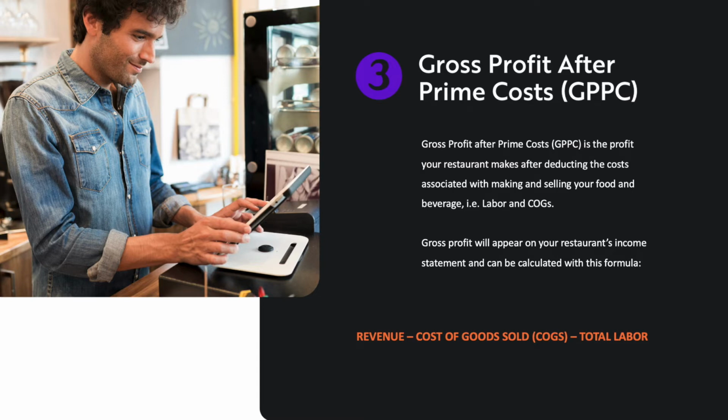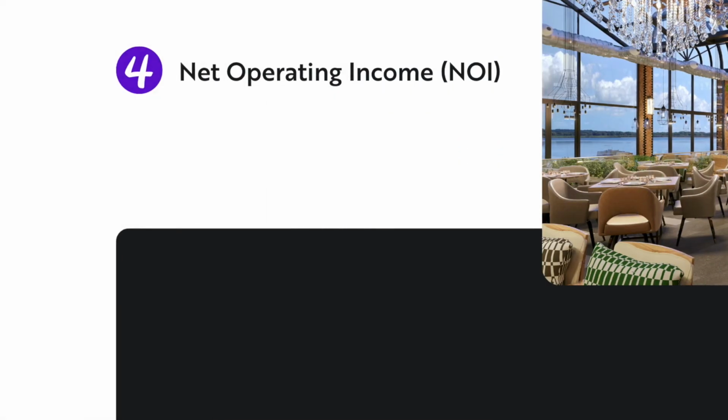The ideal percentage of GPPC will vary depending on specifics to your restaurant, but a good rule of thumb would be for your GPPC to be at 35% or higher. Also, having a higher GPPC ensures that you will have enough revenue to cover the fixed and semi-variable costs involved with operating your business. Next on our list is net operating income, NOI for short.